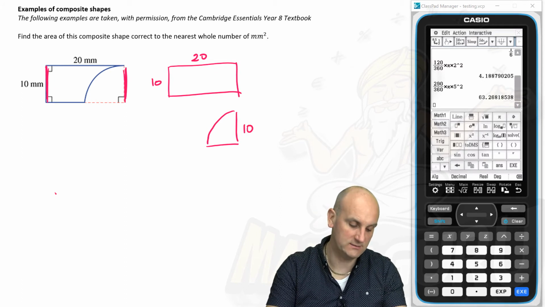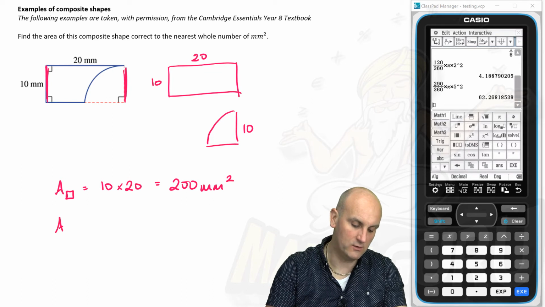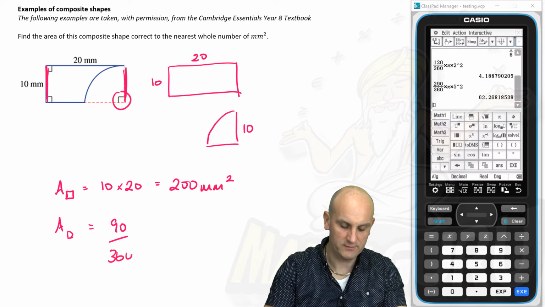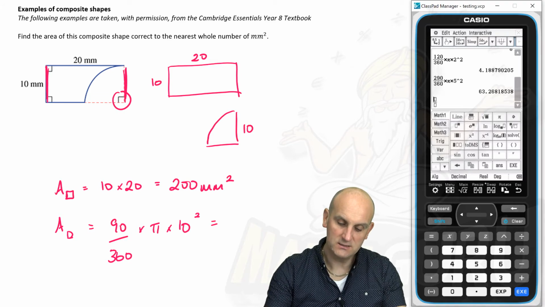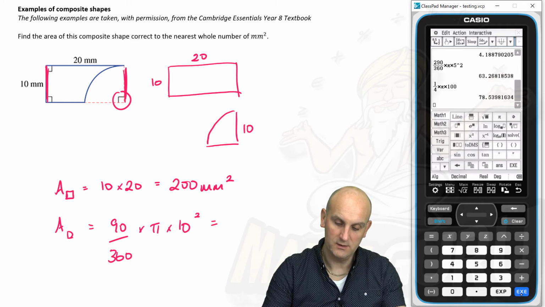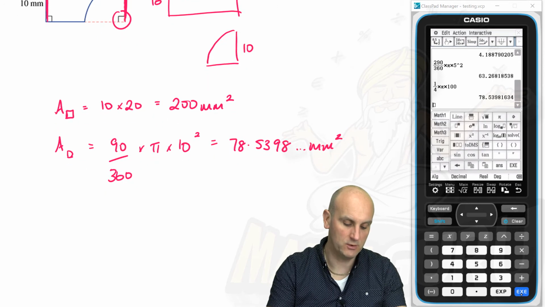Right, okay, so the area of the rectangle is given by 10 times 20, which is 200 millimeters squared. The area of my shape there, well, I can go straight to the fact that I've got 90 degrees because of my right angle, out of 360, times pi, times radius, which is 10 squared. Now I know that 90 on 360 is a quarter, so I can go straight to 1/4 multiplied by pi multiplied by 10 squared, which I also know is 100, gives me 78.5398... millimeters squared. Why am I not rounding this yet? Because I'm not at my final answer yet.